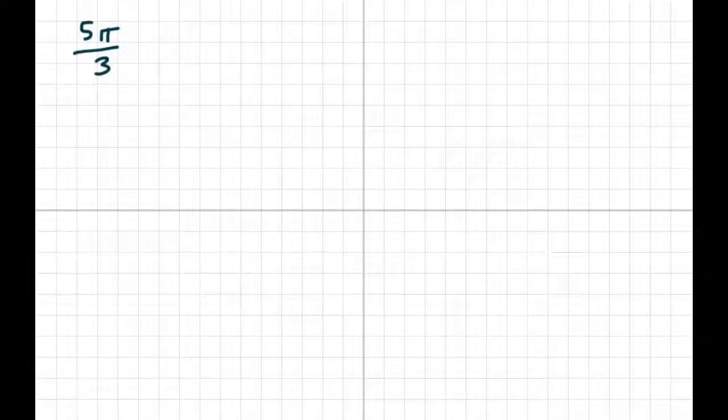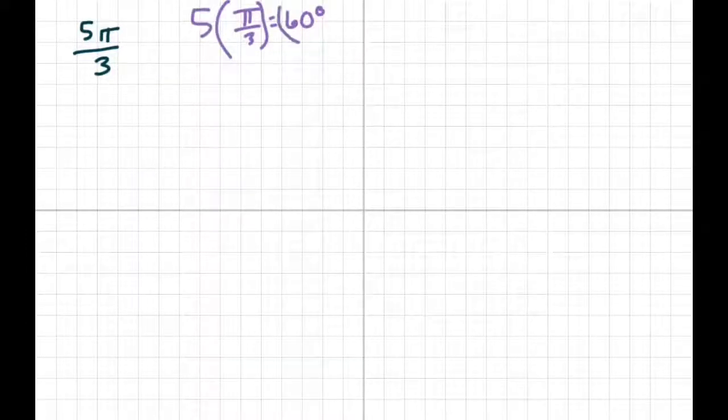We have 5 pi over 3. The thing you need to know about that is pi over 3 equals 60 degrees. That means we have 5 of them. We have 5 of these 60s. 5 times 60 is 300. And when you draw it, this would be 270. And we need 300, we need 30 more right there.